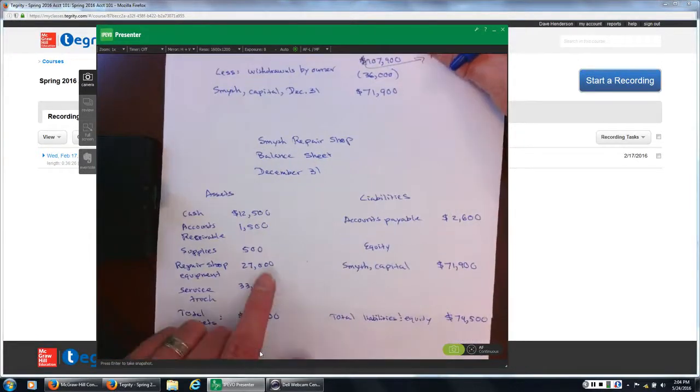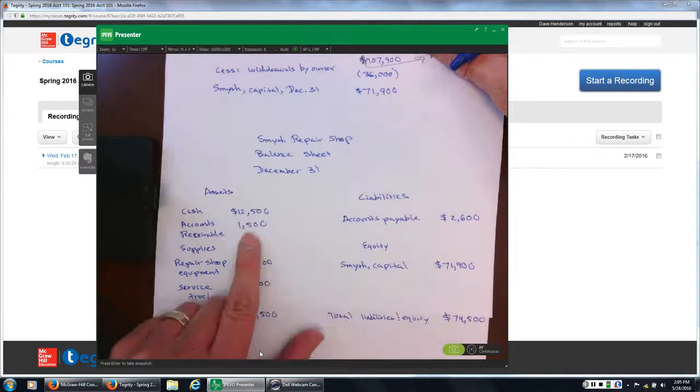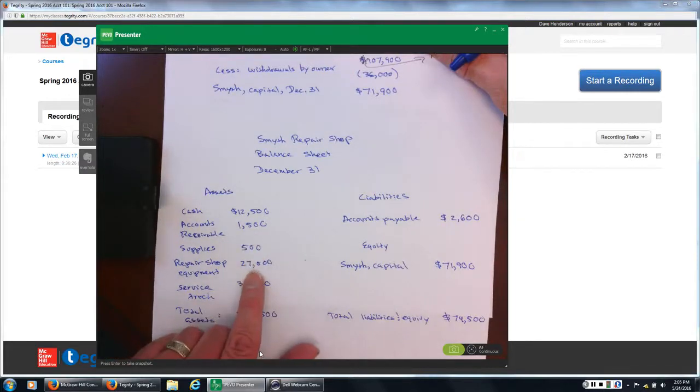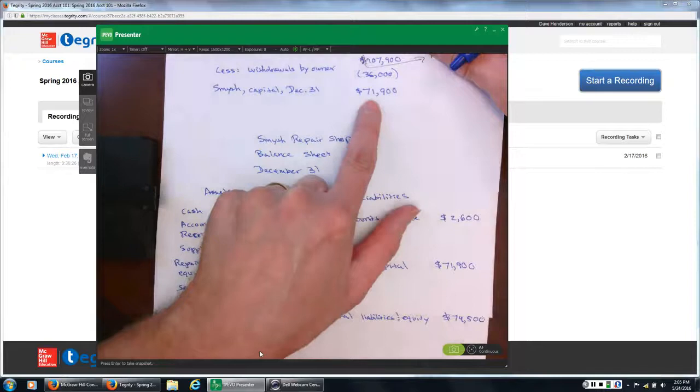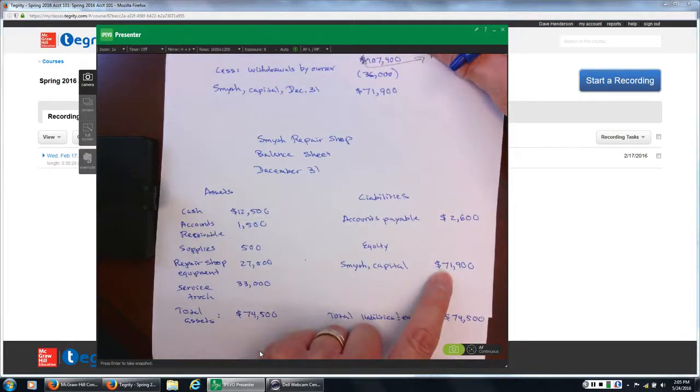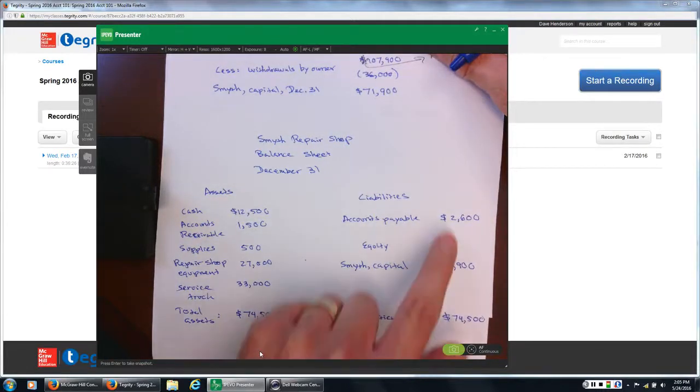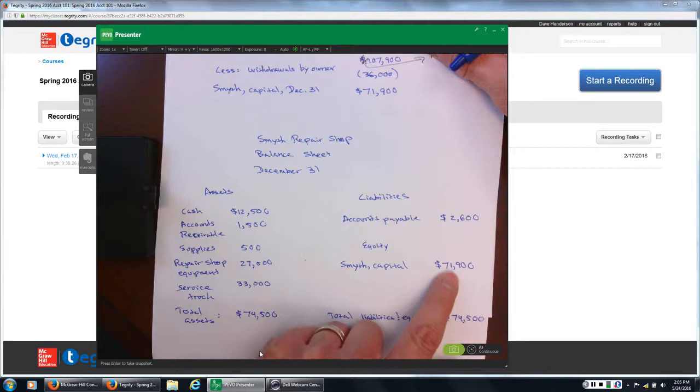Then I can come down here and look at my balance sheet. Okay, so I have my cash, my accounts receivable. I'm pulling all these from the trial balance. Repair shop equipment, service truck gives me total assets $74,500. I have my accounts payable and my liability, and $71,900. That's where I got that from. Add those two together, the $2,600 plus the $71,900 reconciles to $74,500. And then we check our balance sheet balances.